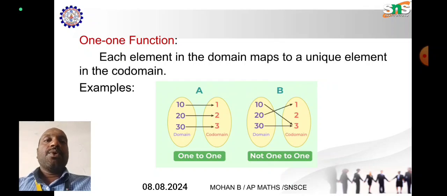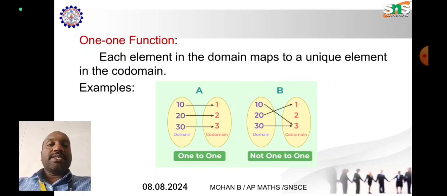The next is the one-to-one function. Each element in a domain maps to a unique element in the codomain. See here, the one-to-one function means how many domain elements, how many codomain elements; all the domain elements are mapped each to a distinct codomain element. That is called a one-to-one function.